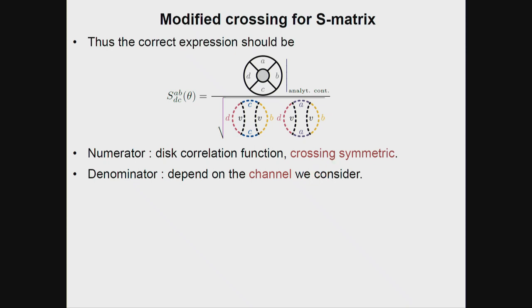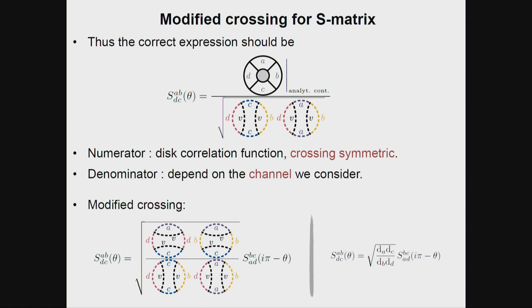Okay? And as you can see, the numerator is just a disk correlation function, and it has a usual crossing symmetry property. However, the important point here is the denominator actually depends on whether you view this process in this way or in this way, in the horizontal way. And so the crossing symmetry relates the two pictures, which are related by rotating this scattering process by 90 degrees. And that basically changes how you view this diagram, like in this way or this way.